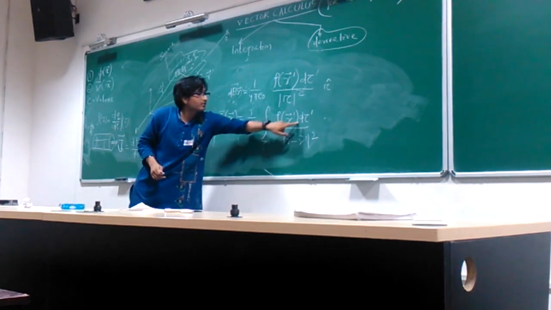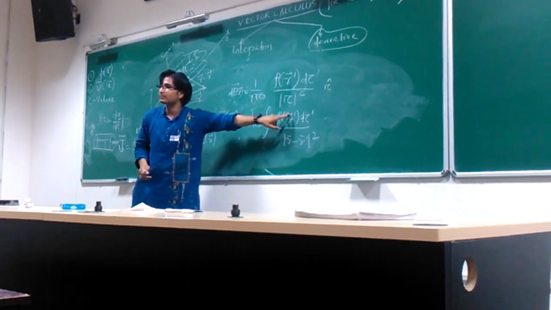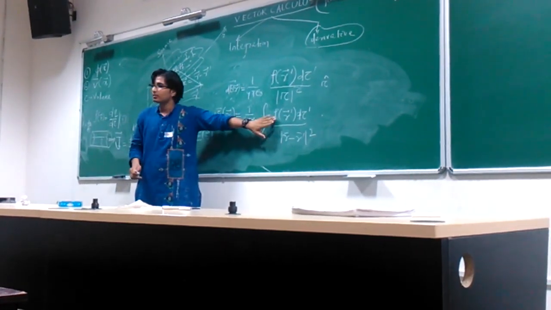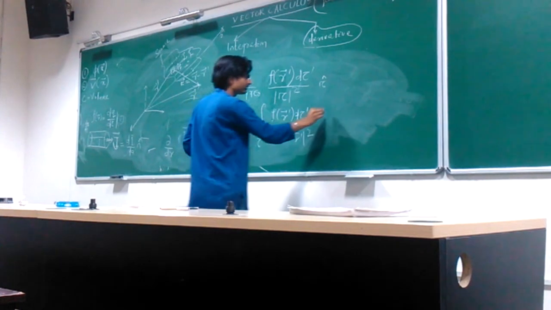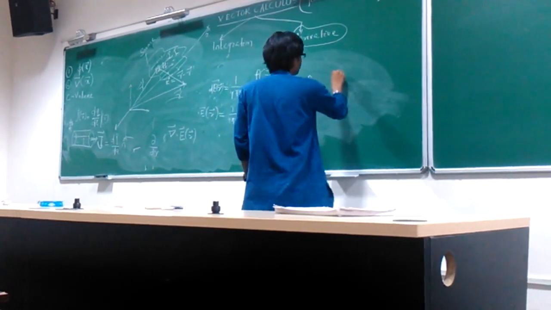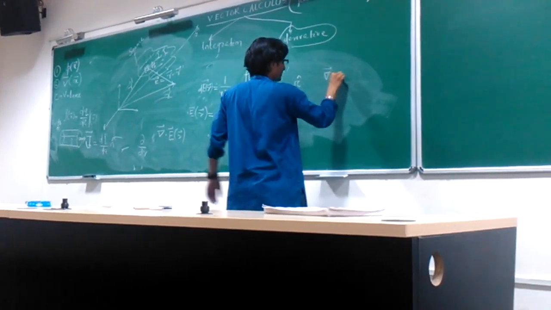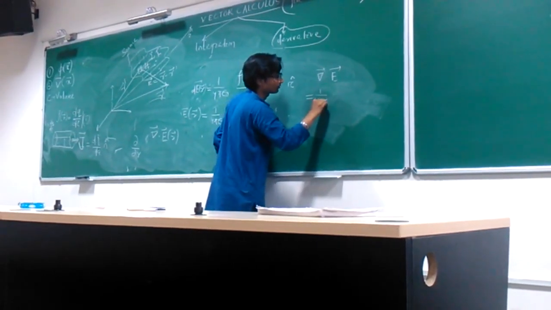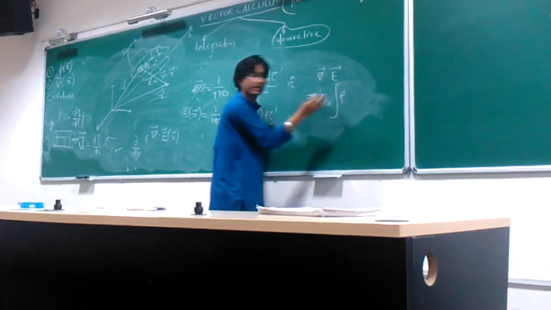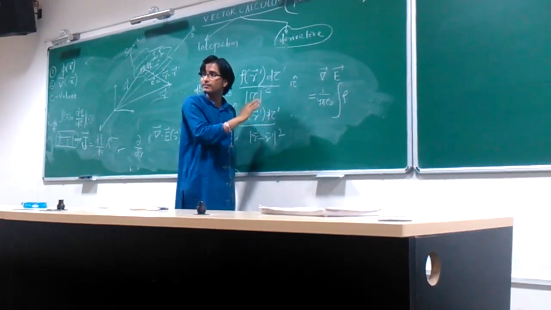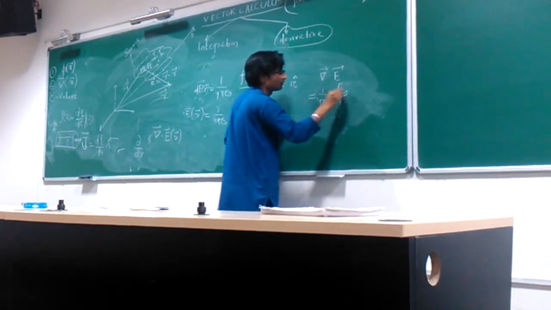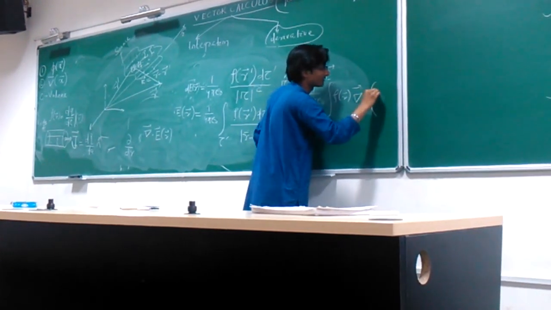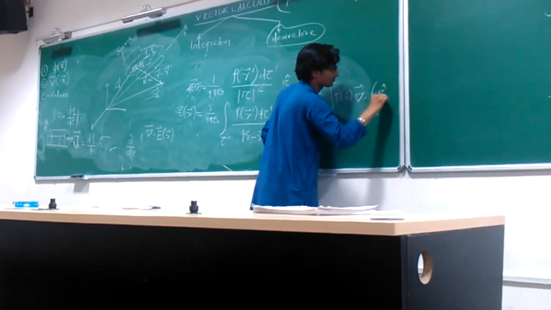Will the divergence act on this? This is a function of r dash. The divergence is with respect to r. So this won't act on this function, right? So this function just stays out. So I get del dot E is equal to 1 by 4 pi epsilon naught, integration of rho of r dash, which is outside the operator, not outside the integration because it's still being integrated, into divergence of, now I am wrong, r cap.